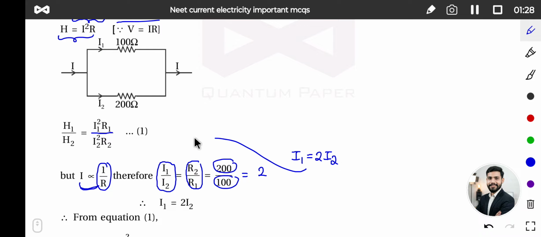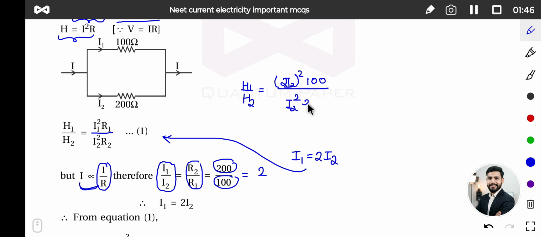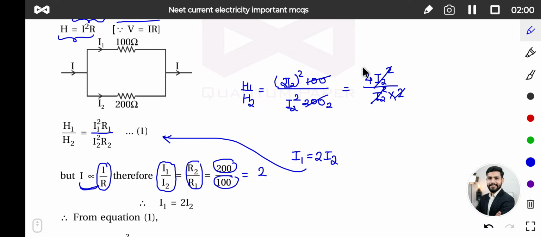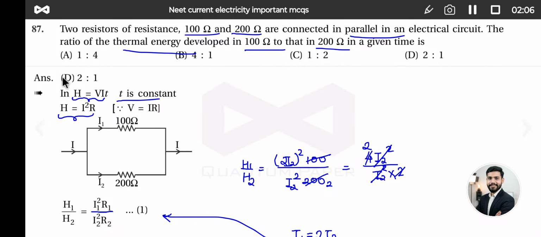Now we'll put this value in equation number 1. Then H1 upon H2 becomes I1 square R1 upon I2 square R2, where I1 is 2 times I2, the whole square, multiplied by R1 which is 100, divided by I2 square multiplied by R2 which is 200. So 100 to 200, and if we do the square here, it will become 4 I2 square divided by I2 square multiplied by 2. So I2 square will get cancelled, 4 upon 2. So the ratio of H1 upon H2 is 2, meaning the ratio is 2:1. So the correct answer is D, 2:1.